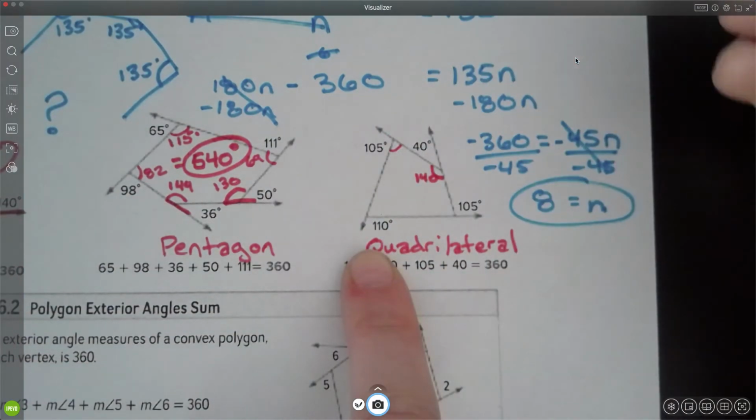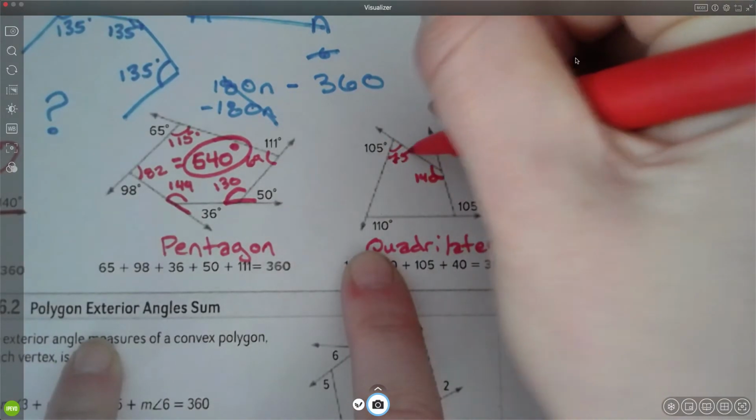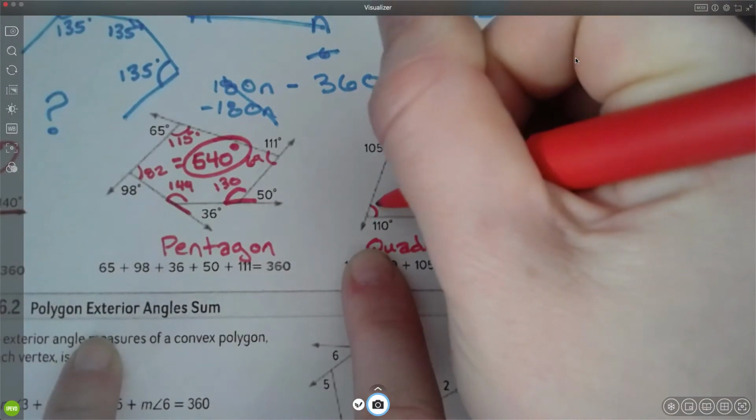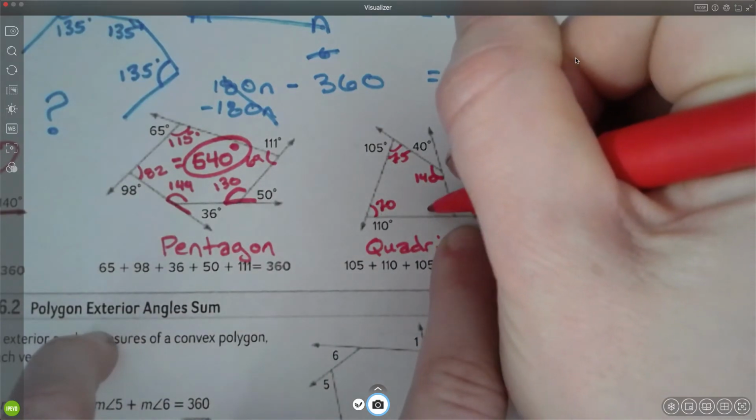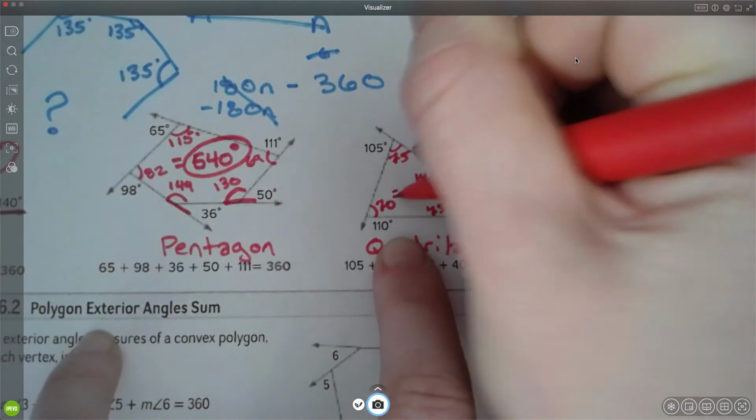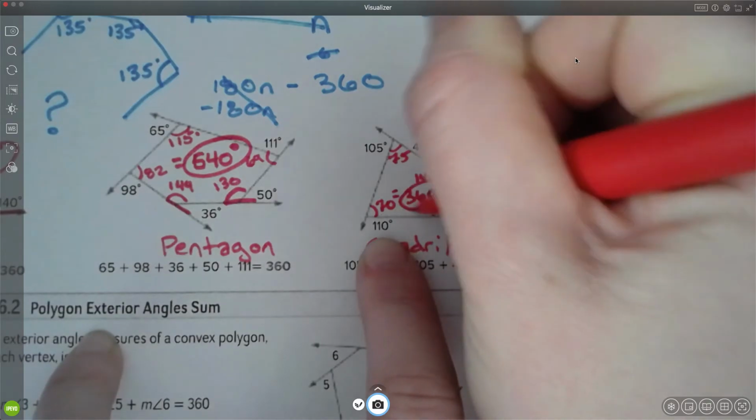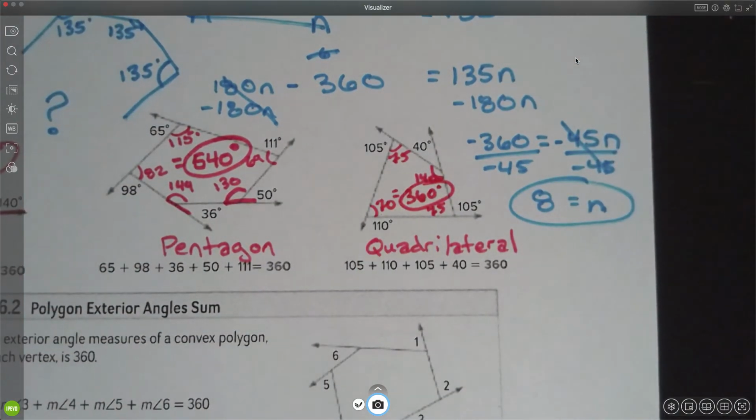75, 75. Okay, 110, 70, 70, and 105, 75 again. If you add all those up, that should be 360, okay? That's the way it works with the interior angle. That's the n minus 2 times 180, yeah?